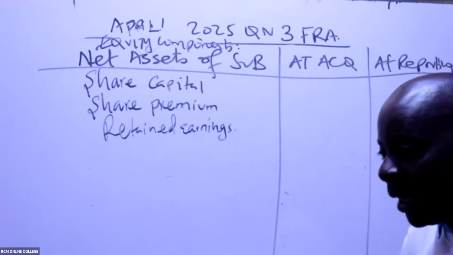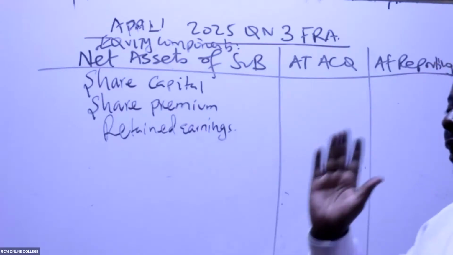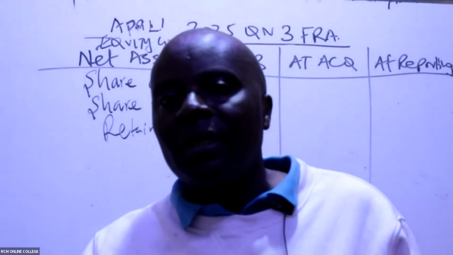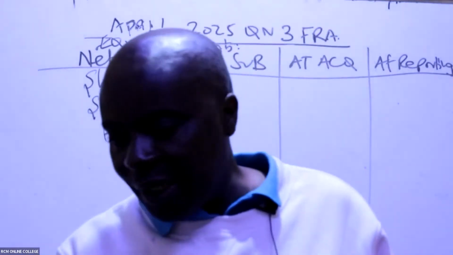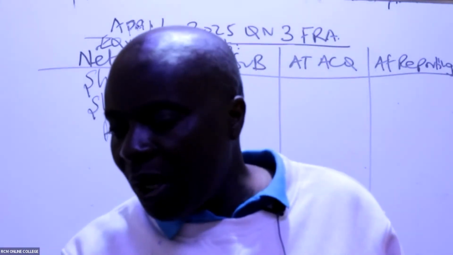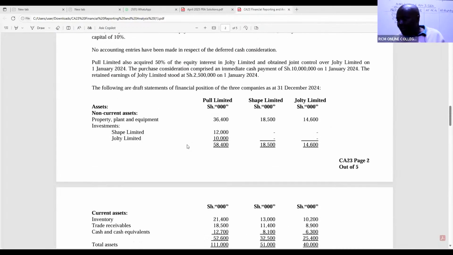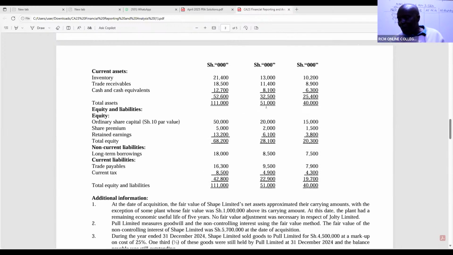And remember, we are getting net assets of the subsidiary, not the parent, and not the joint venture here. So what I will do, I'll come right away here, ladies and gentlemen. In this case, we know that our SHIP Limited, the subsidiary, is here. So I want the share capital. Where is the share capital of SHIP? You can see the share capital of SHIP, the middle one, is 20,000.